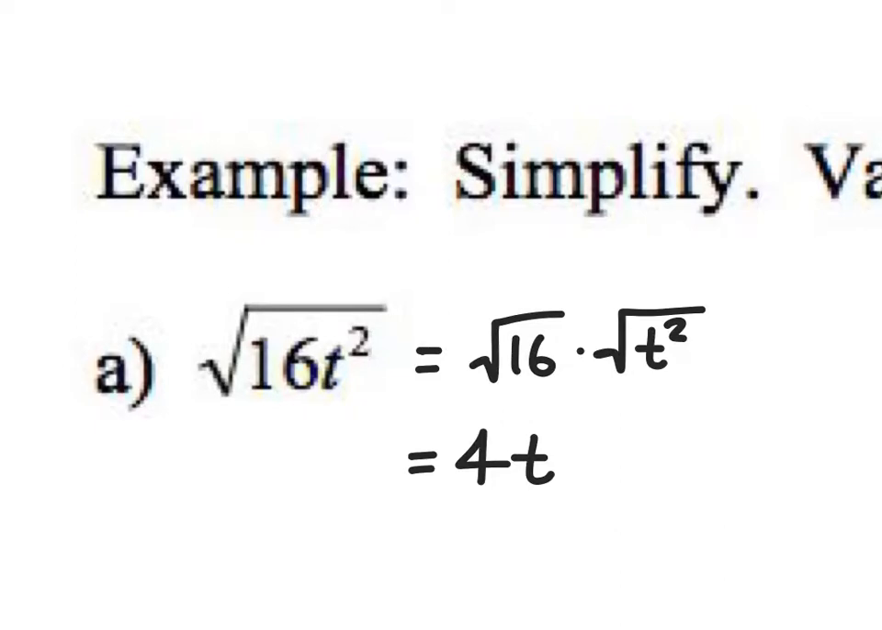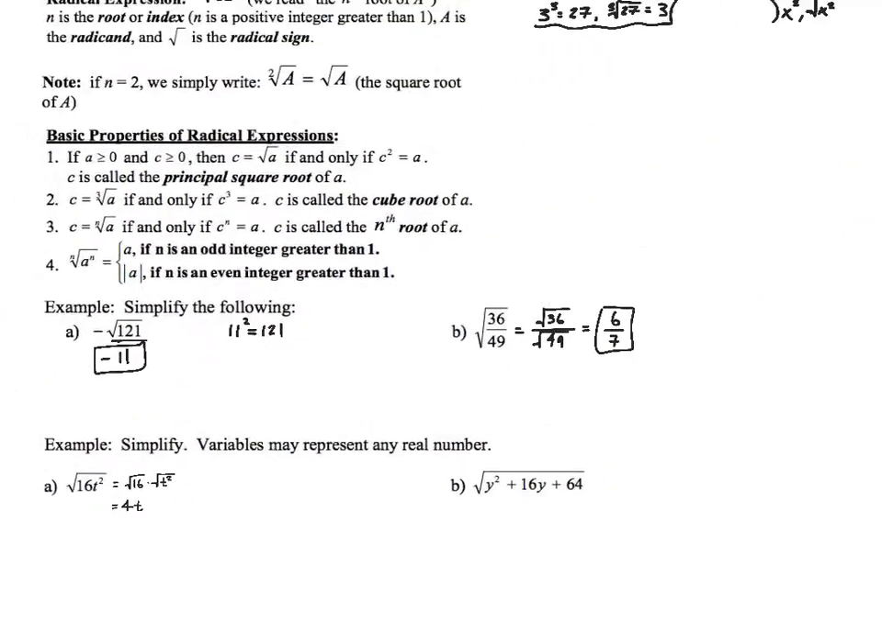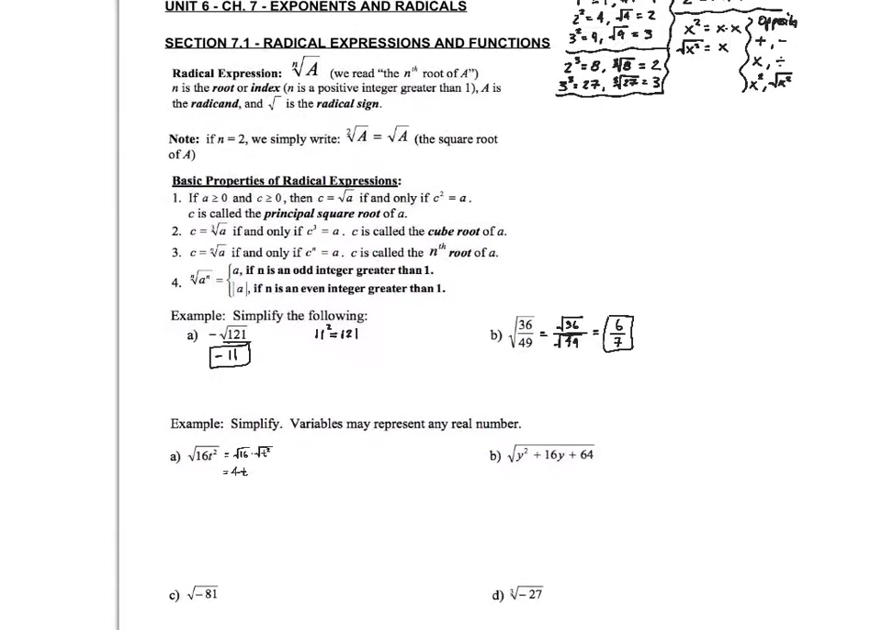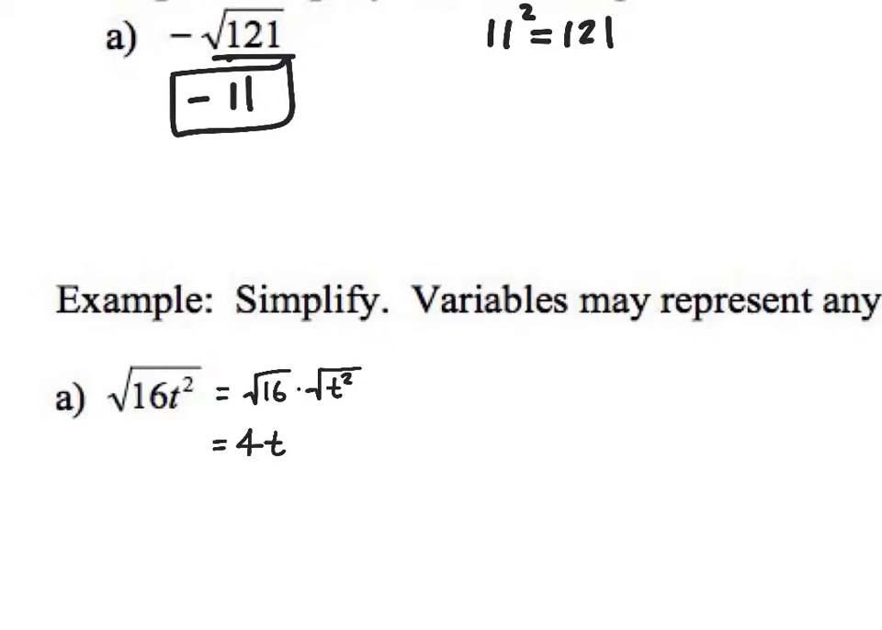And I know that from the example that we had up here, because remember, the opposite of squaring something is taking the square root, and that brings me back to what we had underneath. Okay, and that's my answer. All right, so I'm going to circle that.